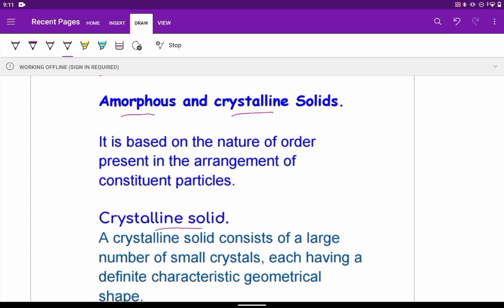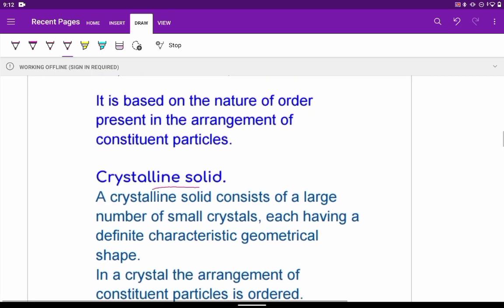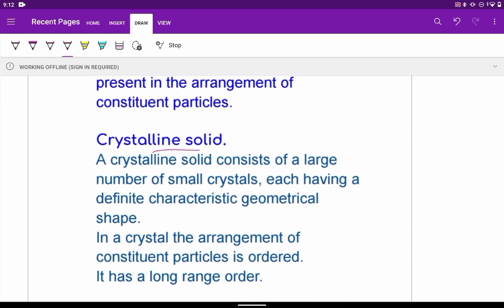In crystalline solid, there is a large number of small crystals present, and each one will have a definite characteristic geometrical shape. There is perfect orderliness in the definite arrangement of the particles. They are arranged in a particular pattern, and that pattern keeps on repeating throughout the whole solid. It has a definite characteristic geometrical shape. There is orderliness, and this orderliness is of a long range. It has a long range order.